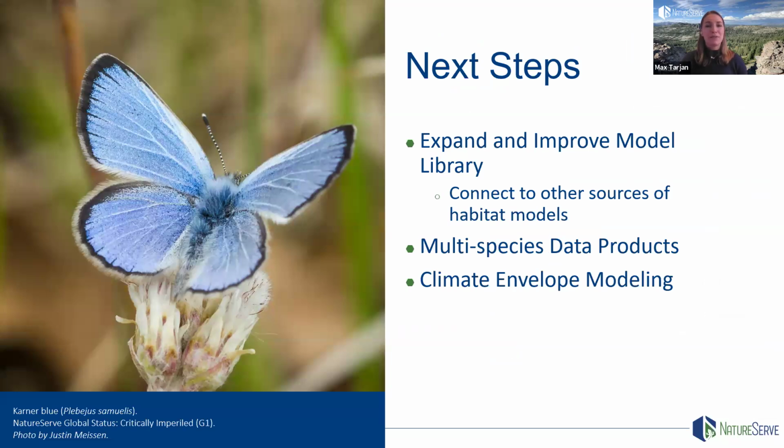So we've taken some big steps towards creating a library of habitat models for imperiled species and in providing access to those models, but we have a ways to go to get the best available information into the hands of decision makers. In the near future, we plan to expand and improve NatureServe's library of habitat models, and also to provide the model standards and infrastructure that will allow model users to find and access models that are developed outside of NatureServe. We're expanding our offerings of multi-species data products, and we're starting a project to create climate envelope models.